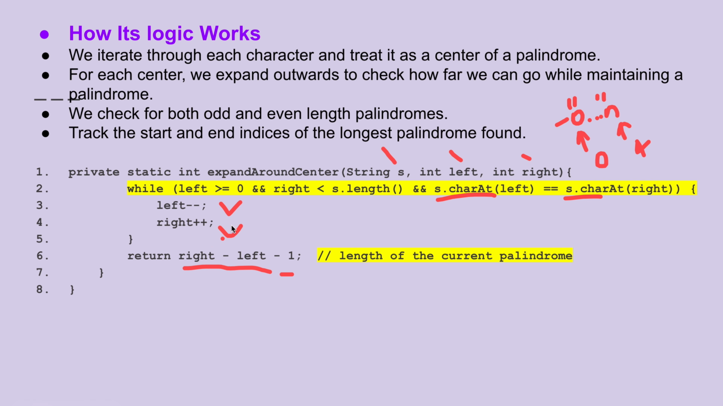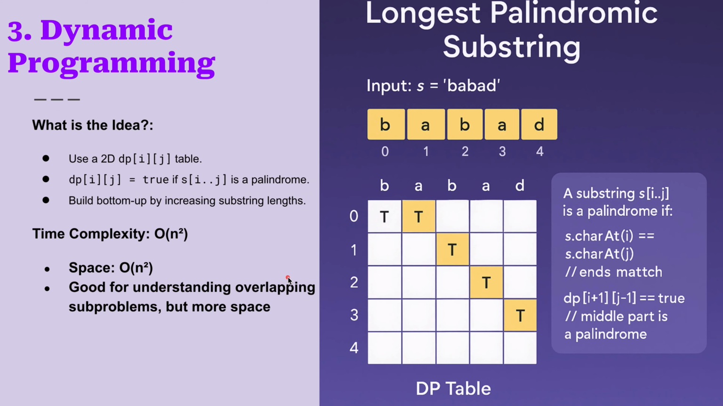This means we iterate through each character and treat it as a center of the palindrome. So for each center we expand outward, checking how far we can go while maintaining the palindrome. For that we check the condition that the character at left and the character at right should be equal. Till that holds, we do right plus plus and left minus minus. We check both odd and even length palindromes, and we take the start and end indices for the longest palindrome found. I hope you understand.